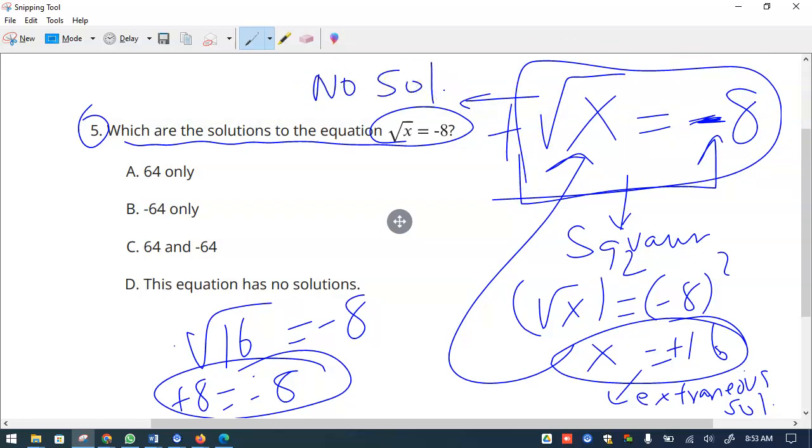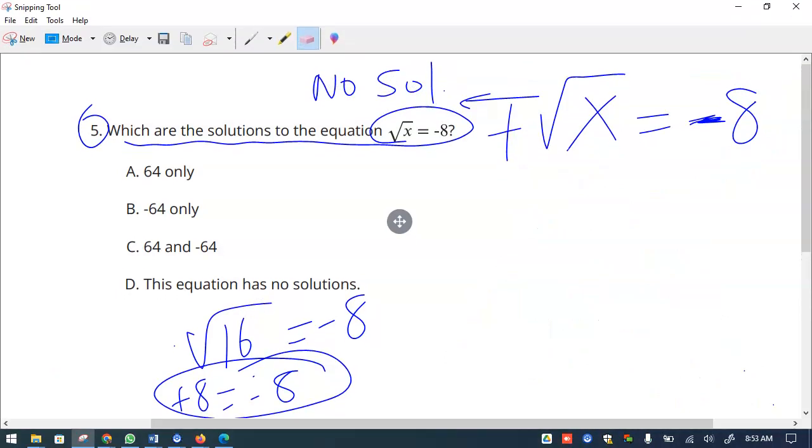If you want to see the graph of this, let me show the visual. Suppose you have the x-axis and the y-axis.